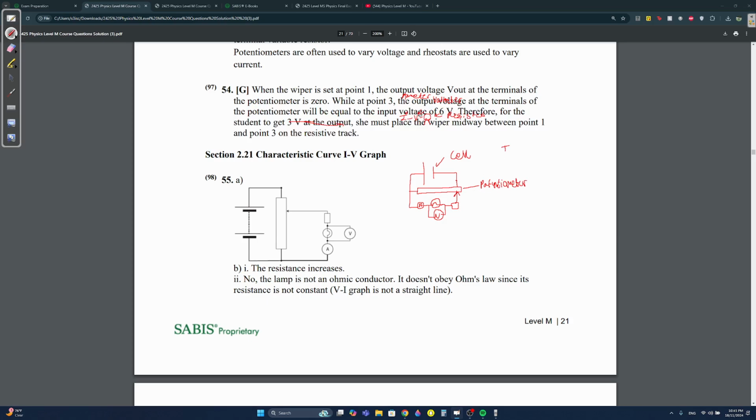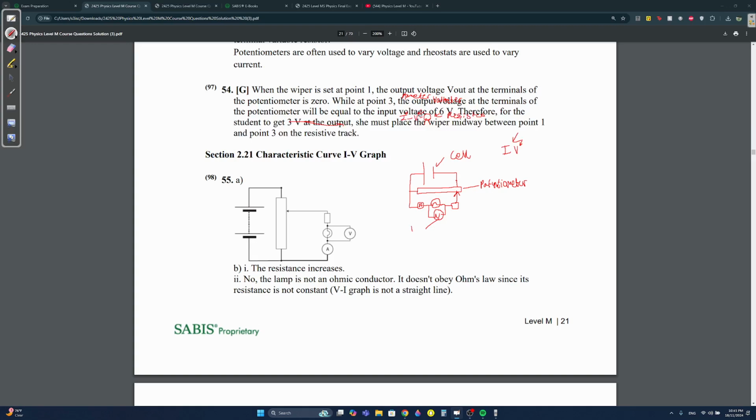Because here you're seeing I and V. You're controlling the voltage, so you always need a potentiometer. When you're studying the characteristics, you're checking the IV graph. The IV graph is basically checking what happens as voltage increases. And how can you change voltage? You need a potentiometer, right? That's why we put a potentiometer.